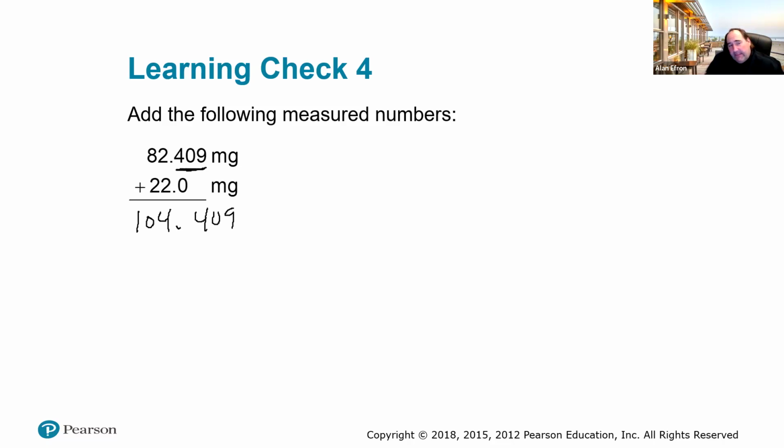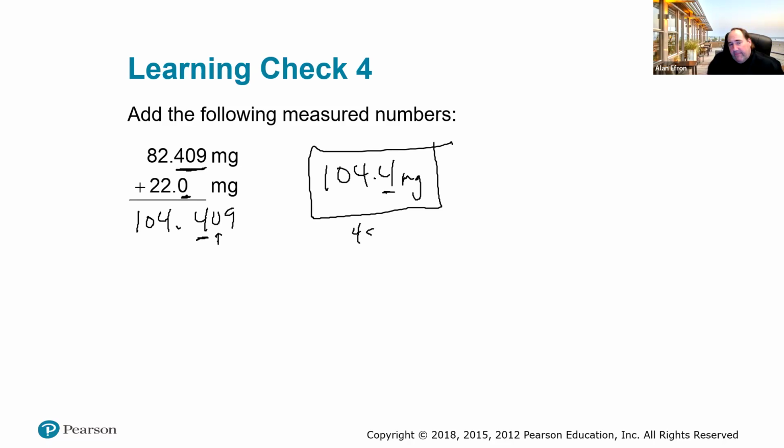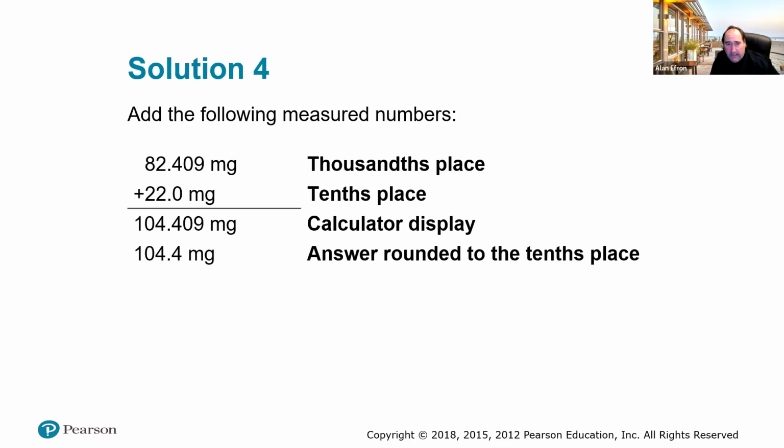So 3 decimal places, 1 decimal place, which means we should go to 1. We're going to drop the rest of that, 104.4 milligrams in this case. That has 1 decimal place and 4 significant figures. Again, that would be important if you continued on and did some type of calculation involving that number. Any questions on that one there?